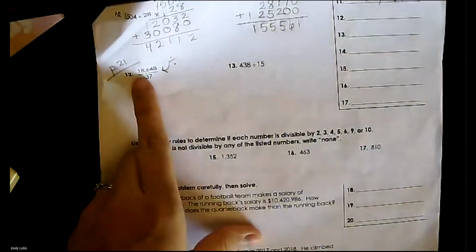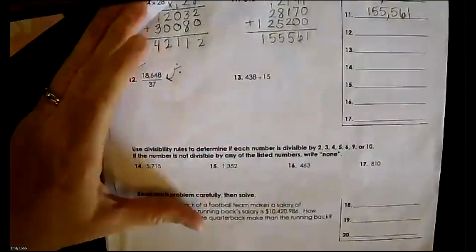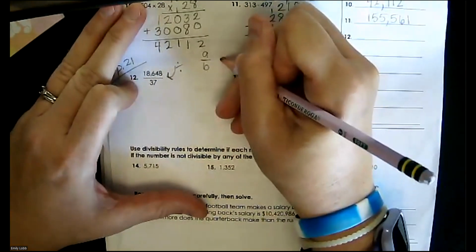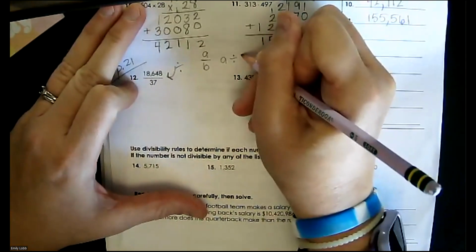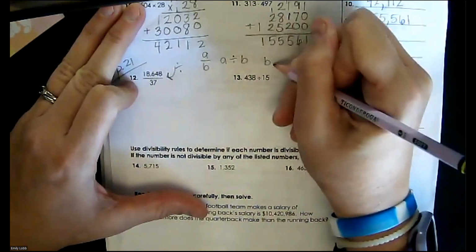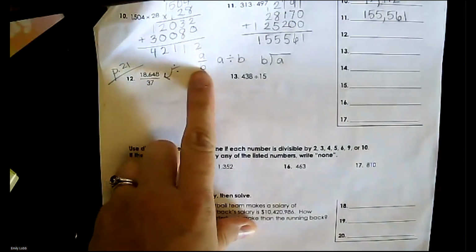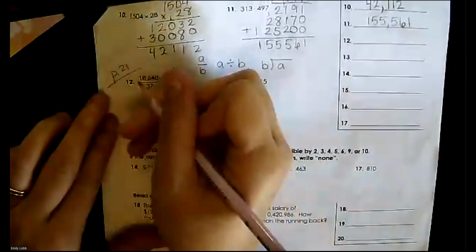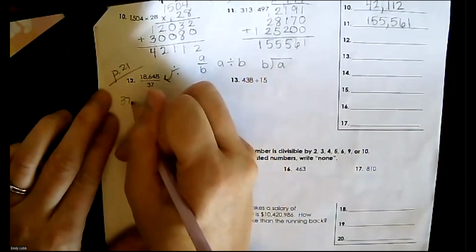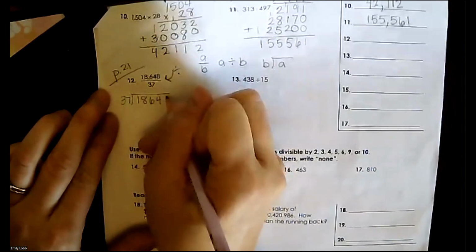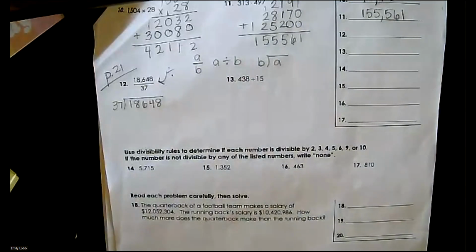Working on that responsibility. All right, so remember, if we have A divided by B, we would write it as A divided by B, or B into A. So this bottom number is going to go on the outside. So 37 is going to go here, and then 18648 is going here. The division is the toughest part, right? I think so.